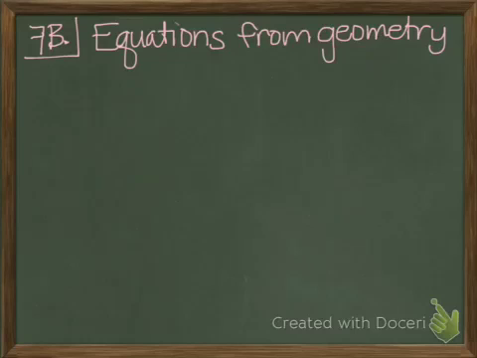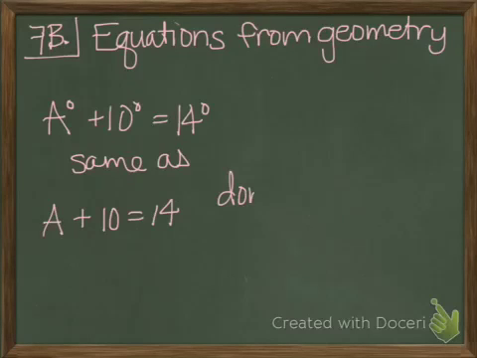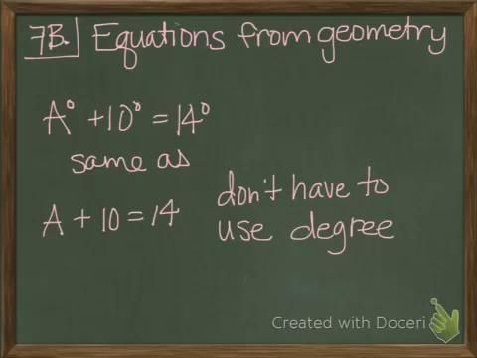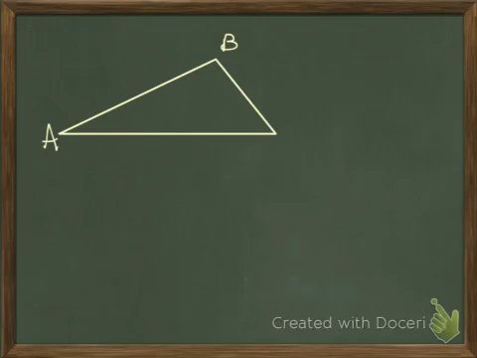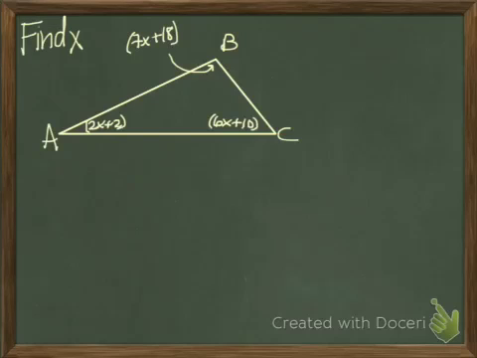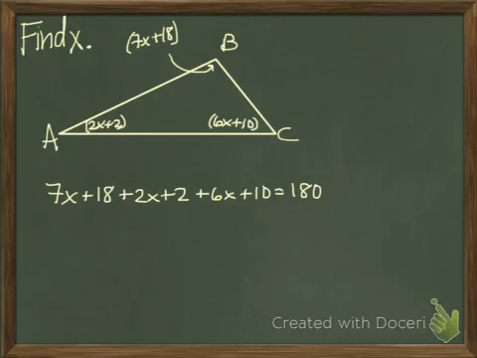Okay, equations from geometry. When you have equations in geometry where you have a degrees plus 10 degrees equals 14 degrees, that's the same as saying a plus 10 equals 14. You don't have to write the degree symbol, just kind of saves you a lot of work. So let's do an example where you have a triangle, the different angles are as shown, and it says find x. So we know that when you add all 3 angles of a triangle, you get 180 degrees.